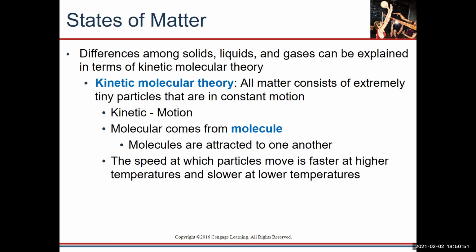So let's think about this. Ice is a solid. If I melt ice, then I can make water, and water is a liquid, right? And then if I boil water, I can make a gas.